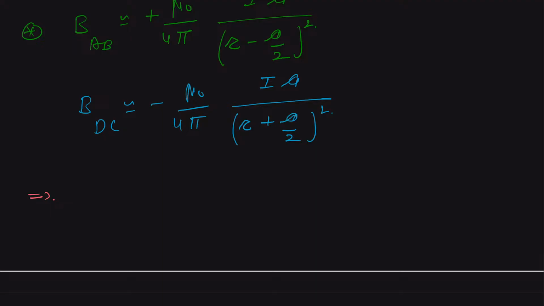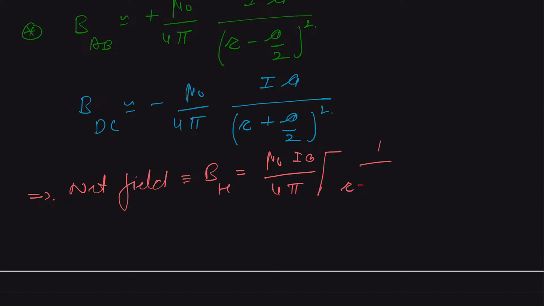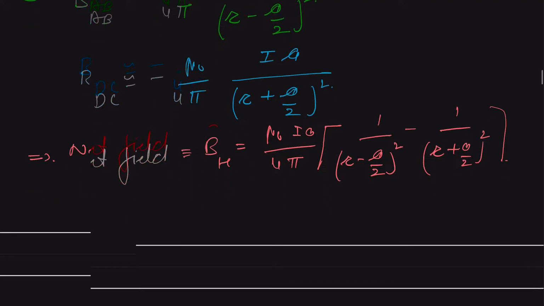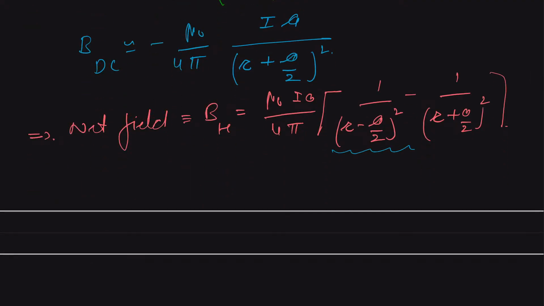Therefore we can say that the net field, and let us call this B horizontal because we are only discussing the horizontal parts, will be equal to mu naught IA upon 4 pi, times 1 upon R minus A by 2 whole square minus 1 upon R plus A by 2 whole square. And we can easily calculate this bracket part. Okay.